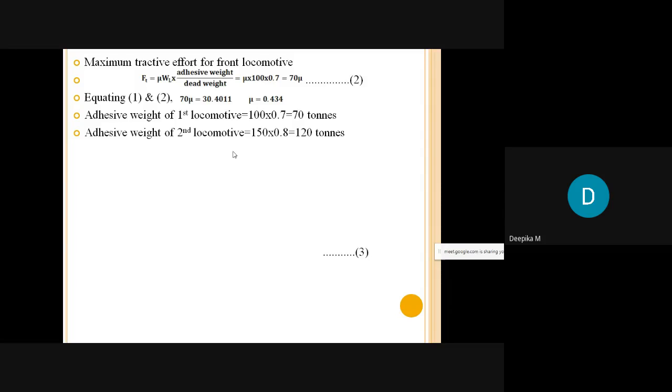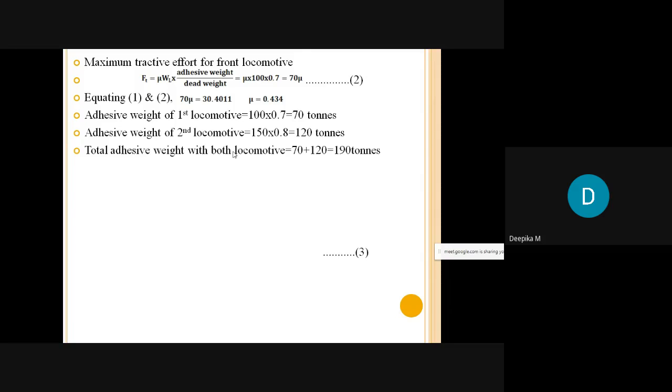Next, what would be the adhesive weight of the second locomotive? That data also they have given, which is the another locomotive of 150 tons with 80% adhesive weight. Hence, how could I write this? The dead weight of the another locomotive is 150 tons, and the adhesive weight is again 80% of the dead weight of the second locomotive, hence it is 150 into 0.8, which is nothing but 120 tons.